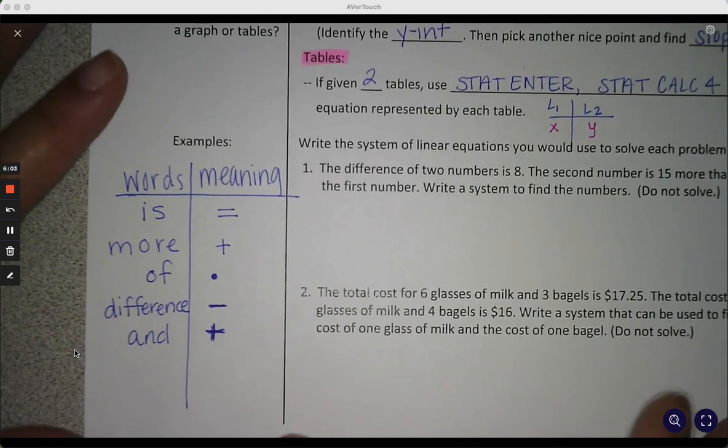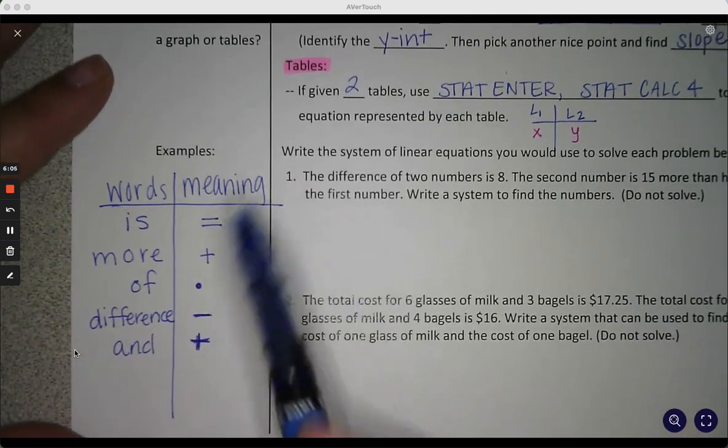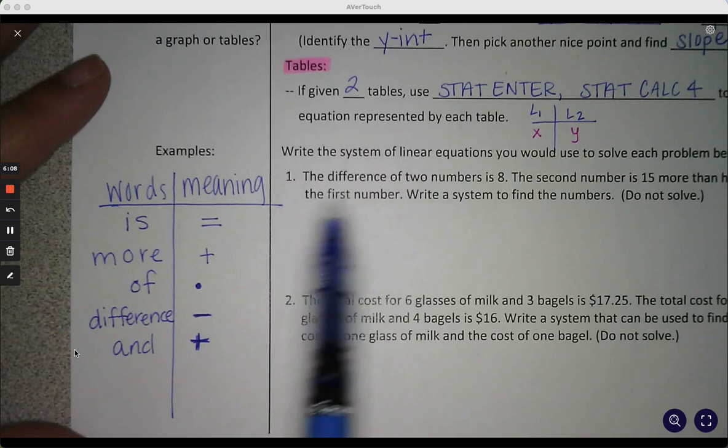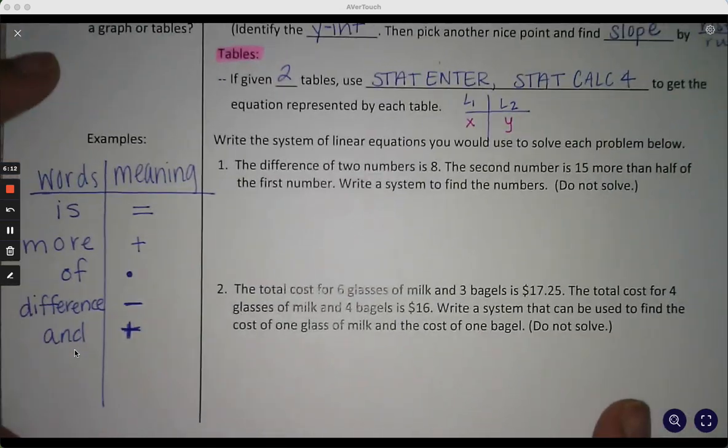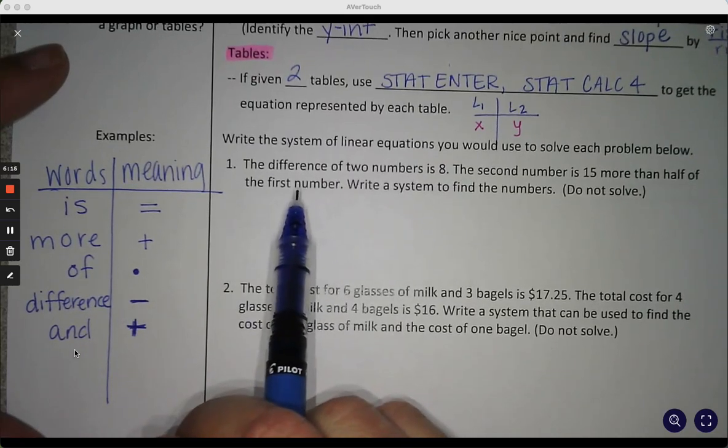And I think that's it for this side. Okay, so whenever we see these words, that's exactly what they mean in terms of a story problem. Okay, so using this list, let's look at the first problem.